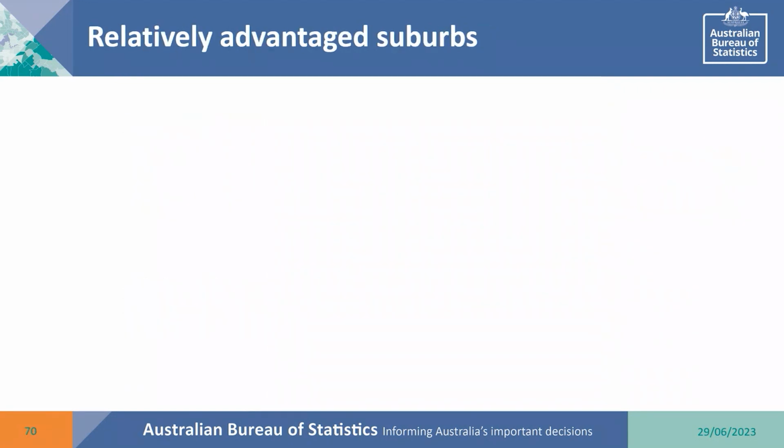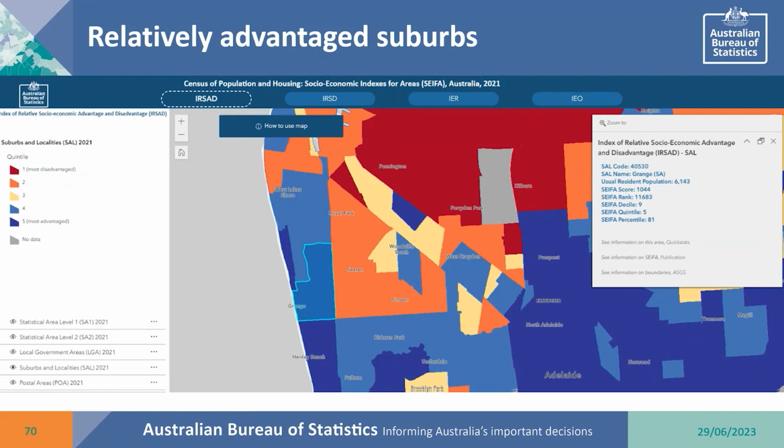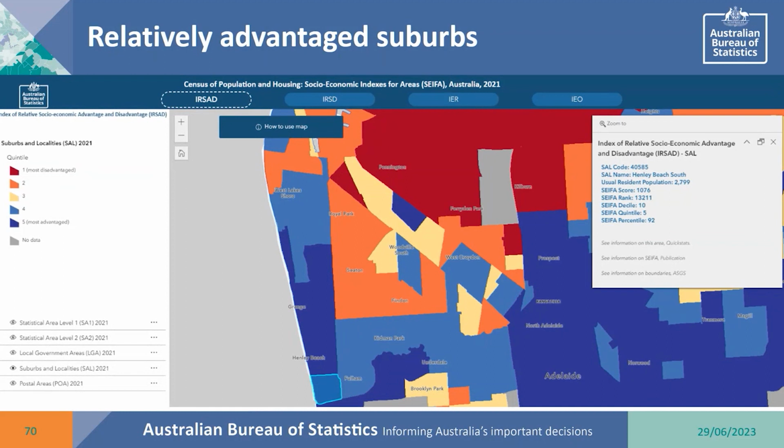We can use the interactive map to identify which suburbs within Charles Sturt LGA are relatively advantaged. Clicking on the darkest blue regions, that's quintile 5, the most advantaged, we can see we have St Clair, Grange, Tennyson, Bowden, Henley Beach, and Henley Beach South all being in the most advantaged quintile. 4 of these are in decile 9 and 2 are in decile 10. These areas collectively account for about 17% of the population of Charles Sturt LGA.